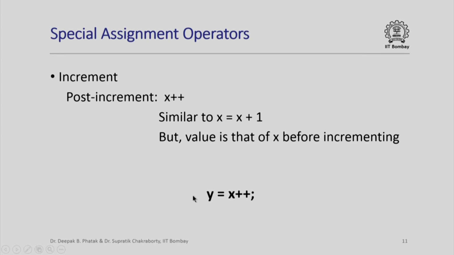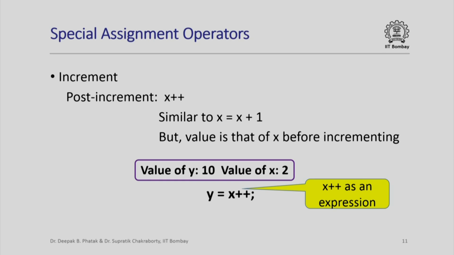So for example, if I have an assignment like this, y is assigned x++, then x++ here is being treated as an expression with the post increment operator. If the value of y before this statement is 10, and if the value of x before the statement is executed is 2, then this entire expression x++ will evaluate to the value of x before it's incremented, so it will evaluate to 2, whereas the value of x will get updated, incremented as a side effect of evaluating this expression.